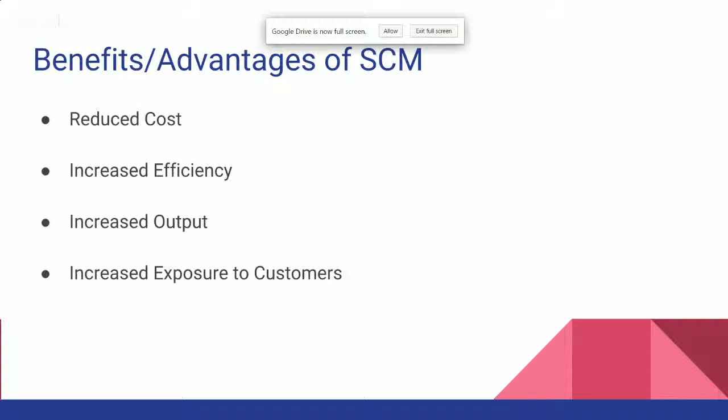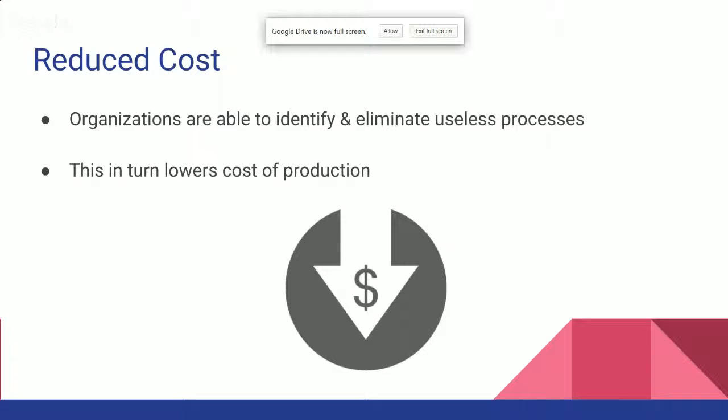The benefits and advantages to SCM include reduced cost, increased efficiency, increased output, and increased exposure to customers. First off, reduced cost. Organizations are able to identify and eliminate useless processes. Supply chain management helps to find processes in their production that aren't necessarily crucial to the end product, so therefore they can eliminate those in order to make a more efficient product in the end, and this in turn lowers the costs of production.